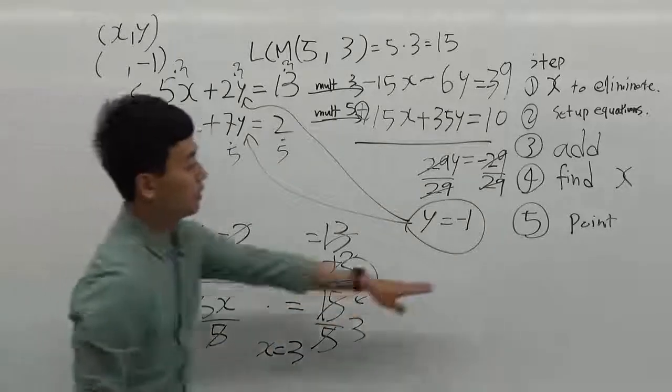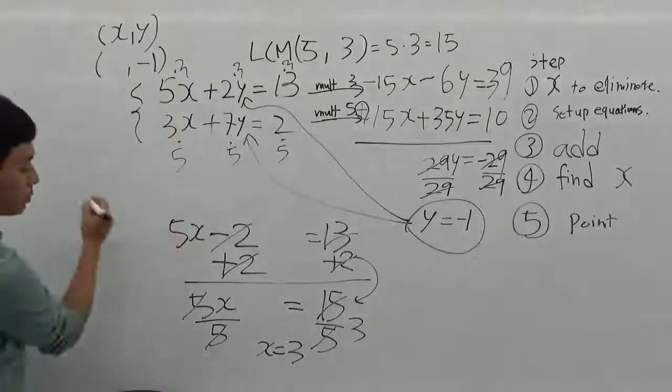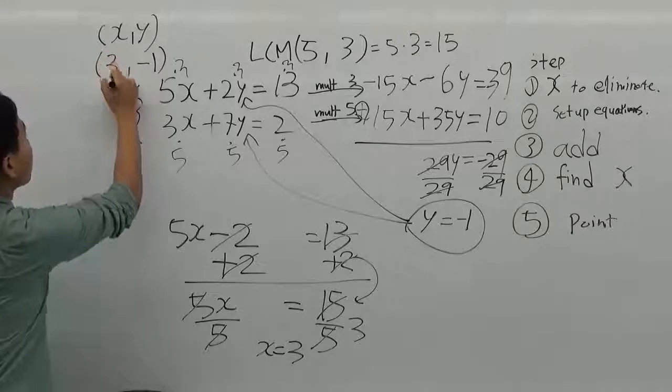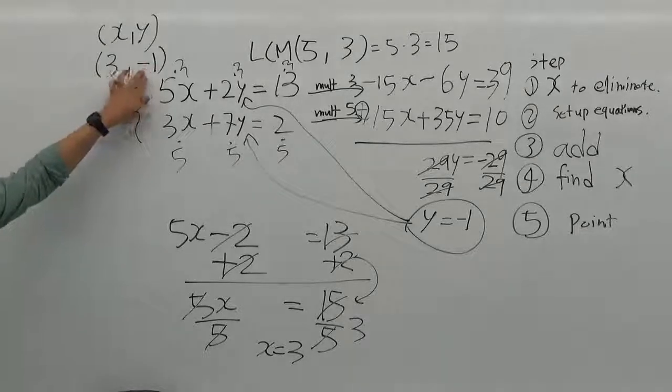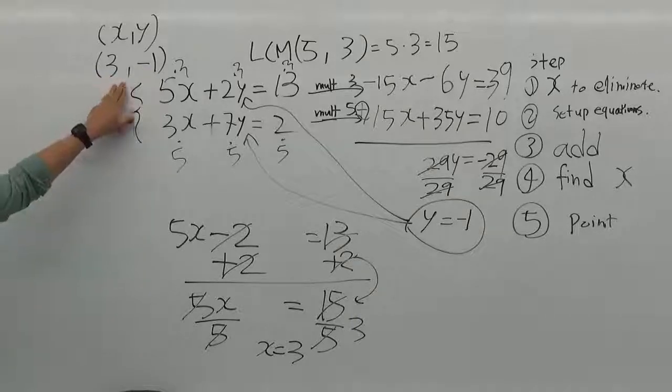So the last step is the point. The answer will be a point. Our x is 3, our y is minus 1. So the answer will be (3, -1).